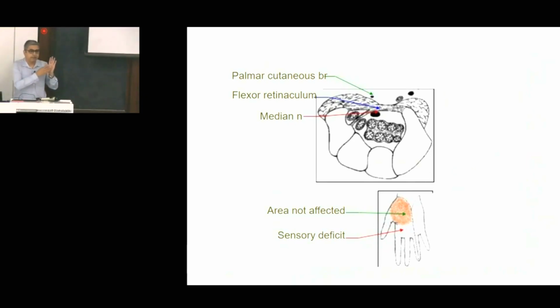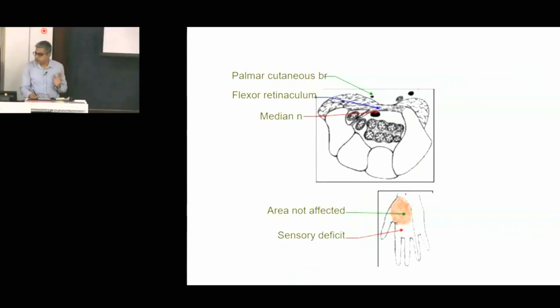By just testing the sensation, because the lower half of the palm is supplied by the palmar branch. So in carpal tunnel this is preserved because the branch passes over this region, but the distal portion is affected. There is a loss of sensation on the distal palm. Then if you ask for flexion, there is tingling and pain because when you stretch this portion and then compress it, you get the tingling sensation. That is how we differentiate carpal tunnel from other injuries of the median nerve.